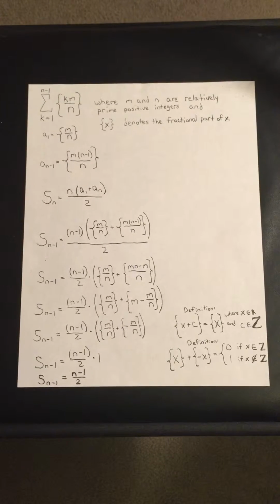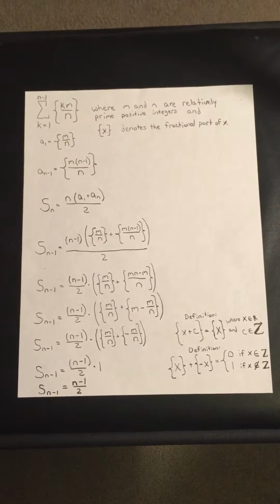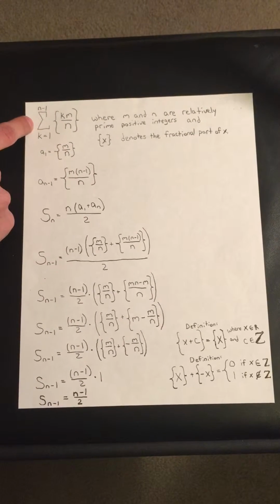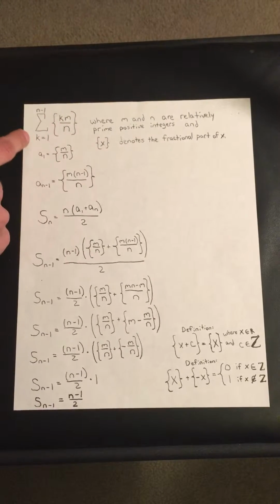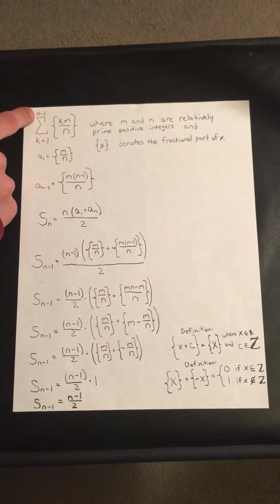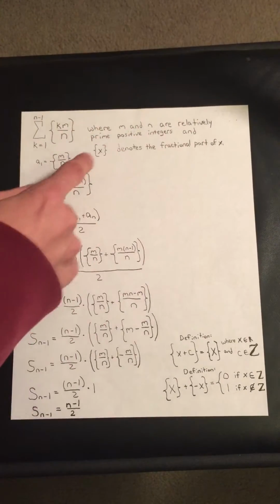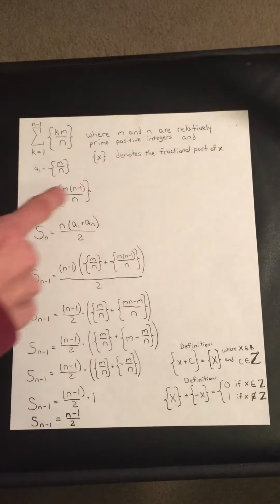Hello, this is the Carbondale Community High School math team solution for the math field day problem, and we wanted to try to find a general form for the summation of the fractional part of k times m over n from k equals 1 to n minus 1, where m and n are relatively prime positive integers, and the brackets of x denotes the fractional part of x.